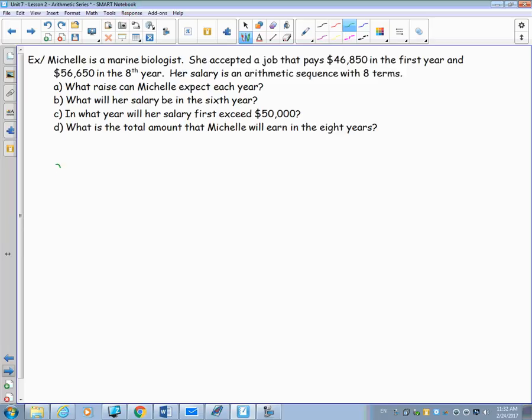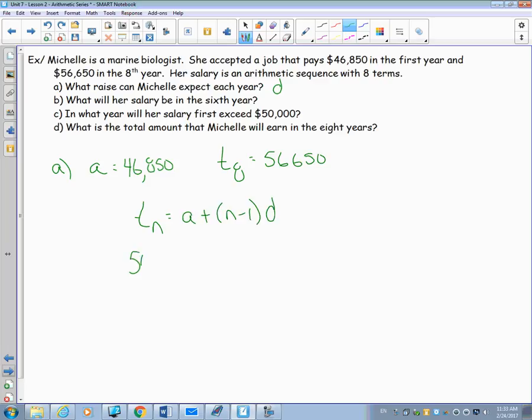So what do we know? We know that the A value is 46,850. We know that term number 8 is 56,650. We're asking what raise can she expect? In other words, what's the difference in the pattern? That's our D value. We can solve that by thinking about the sequence itself here, the Tn equation. Term number 8 is 56,650. Term number 1, 46,850. We know n is 8. All I'm missing is d. We can solve that.